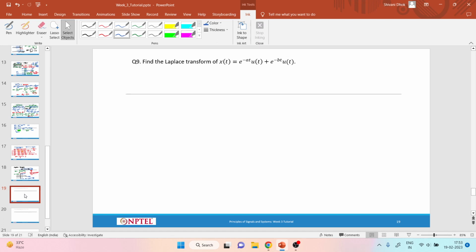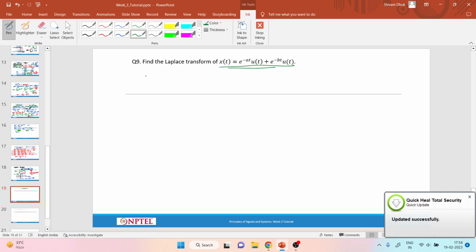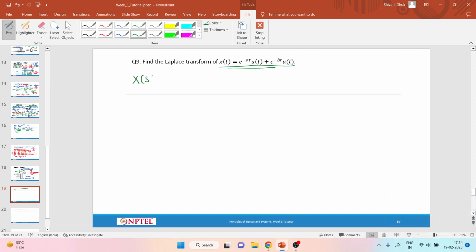So the first one is a very simple example where my x of t is given by this, that is e power minus a t u of t plus e power minus b t u of t. Now this a and b are some arbitrary constants which I don't know what they are. It may be anything, plus 1, minus 1, plus 2, minus 2, anything. I don't know what they are, and I need to find its x of s. So based on whatever values a and b take, we'll try to get some generalized result of how your ROC will look like. So for that, let us first try to find what is your x of s.